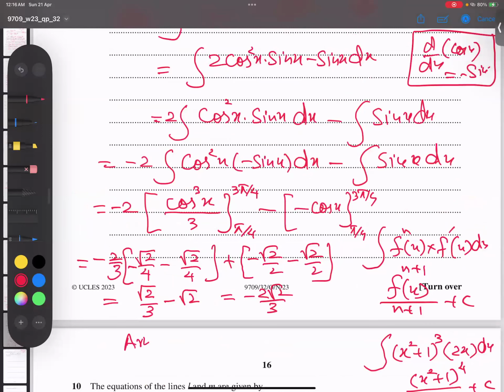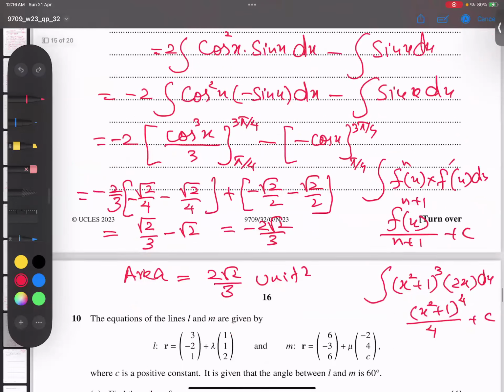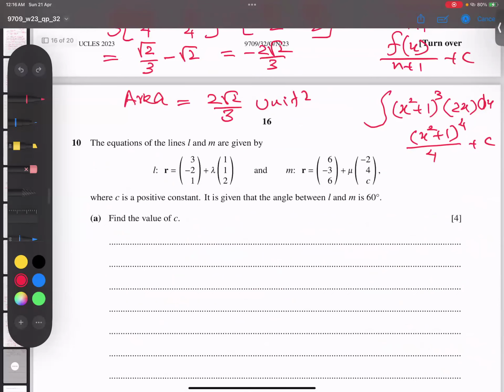And then eliminate the negative sign and the answer comes to root 2 by 3 unit square. And you have to eliminate the minus sign. So this was a very technical point, and I believe you have a good idea. So let's talk about question number 10.